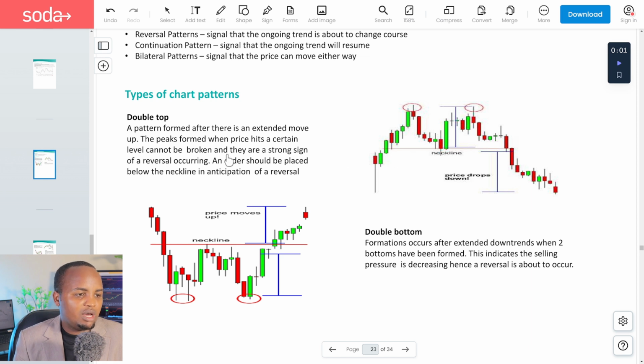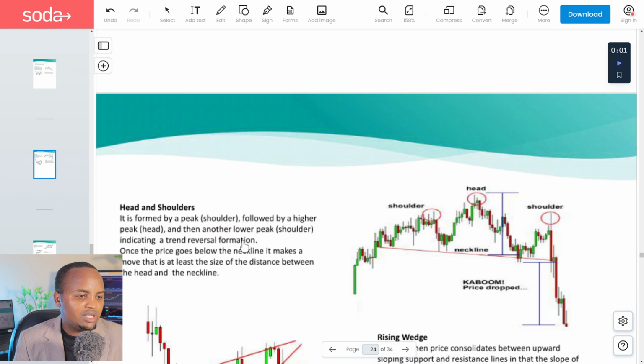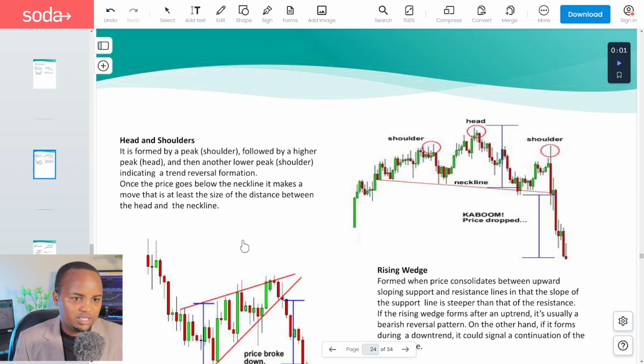The double top and double bottom work the same, because you can see this is just the opposite of the double bottom that you're going to be seeing in the market. We have head and shoulders. Head and shoulders is just the same as this.